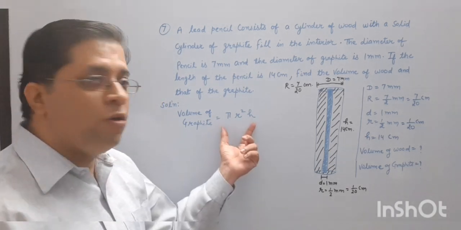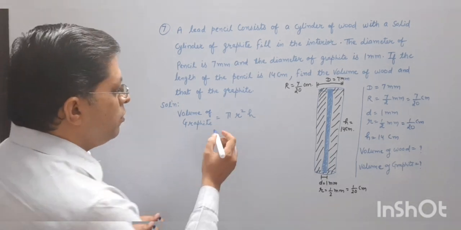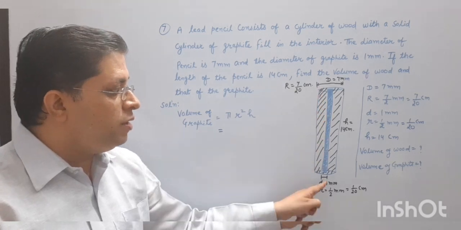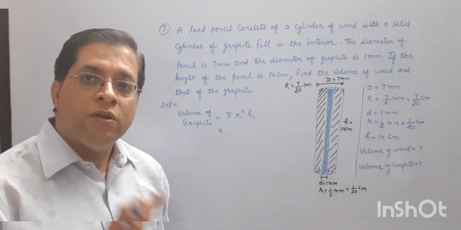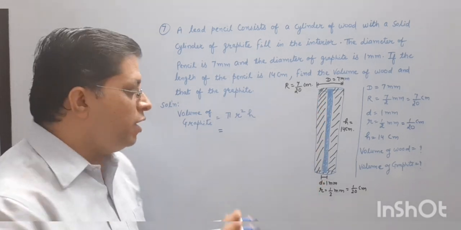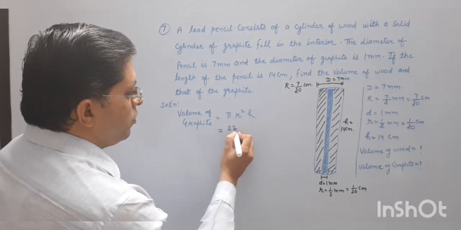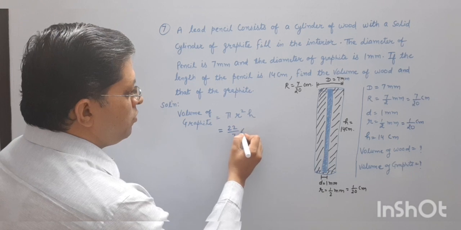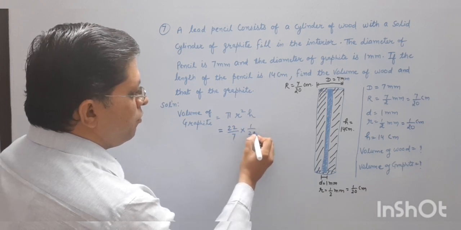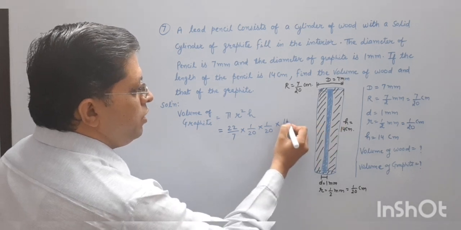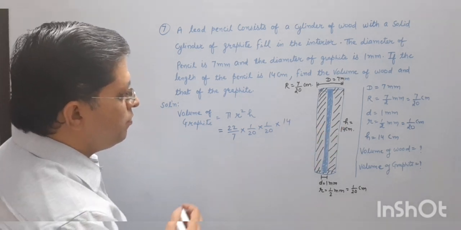Come on, volume of graphite. That is in cylindrical shape. Clearly you can see it is in cylindrical shape. So this is pi r square h. Radius of graphite is small r. Okay, so 22 upon 7, 1 upon 20 into 1 upon 20, and what is h? H is 14. H is given 14.